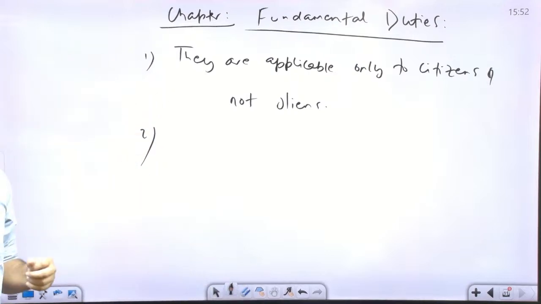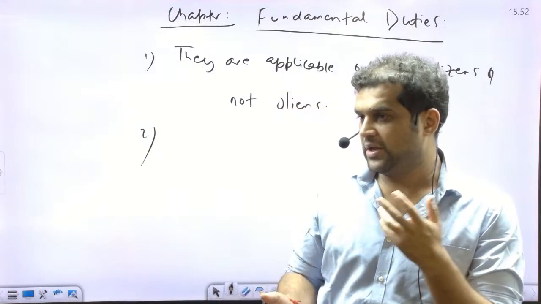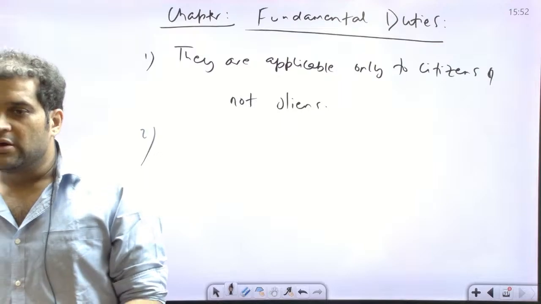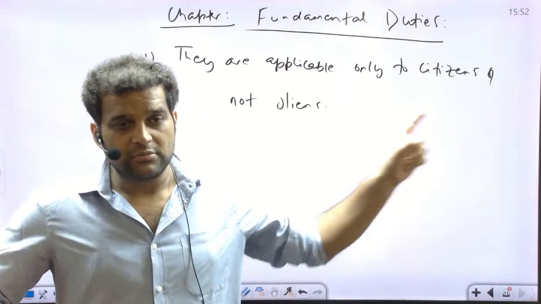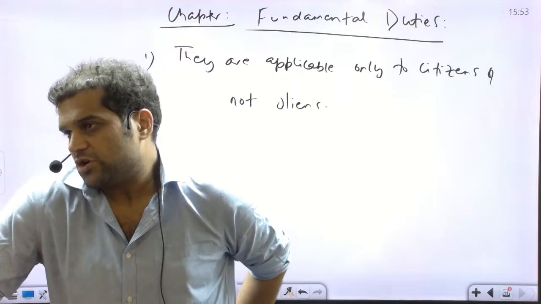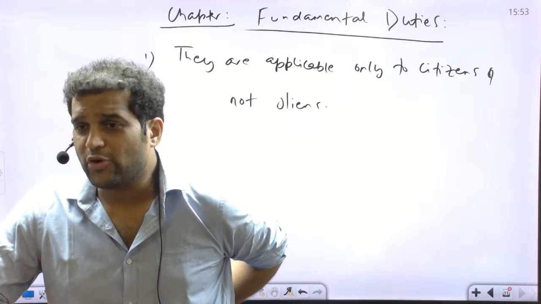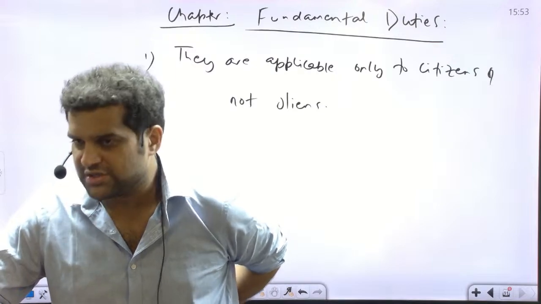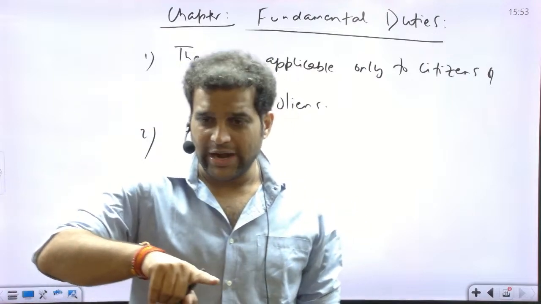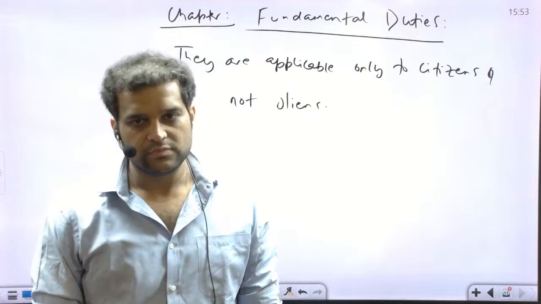The second important point is that just like the preamble, these duties are also non-justiciable. It means if any citizen is not performing his or her duty, the government cannot put that citizen inside prison. That person cannot be punished just because he's not following his or her duty, because these duties are non-justiciable. Getting my point? Yes, these duties are non-justiciable. But the government can make appropriate laws, in the parliament or in the state assembly, to make citizens follow these duties. Getting my point?